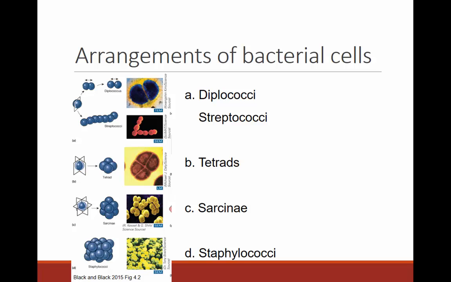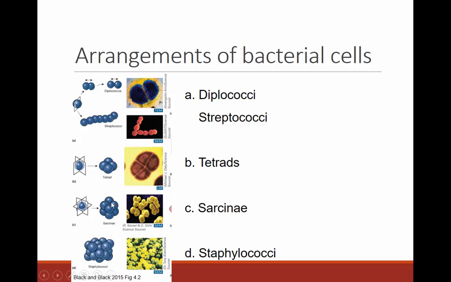Why they would be in pairs or forming chains, it just means that's how they're dividing. So when they divide, they might not completely divide. They might stick together. So if you are dividing in one plane, you can get Diplococcus or Streptococcus. Okay? Or you could have tetrads. So you've got a picture of a tetrad here. That just means that it's dividing in two planes, okay, to form that tetrad.